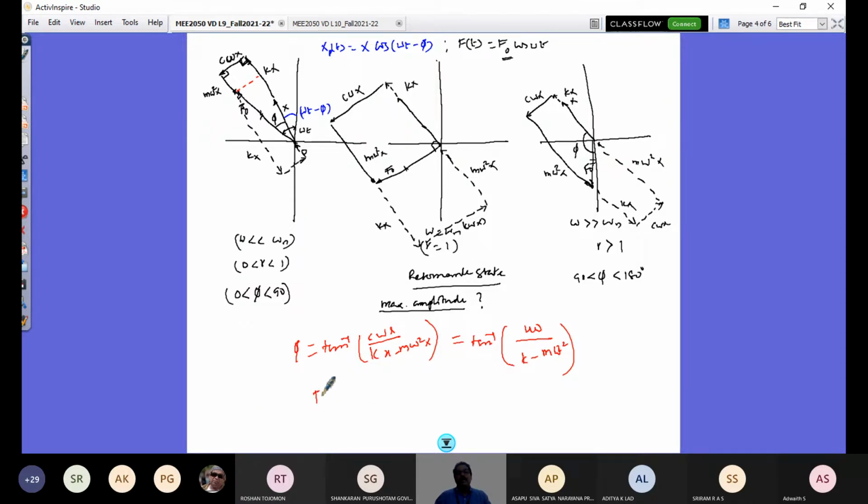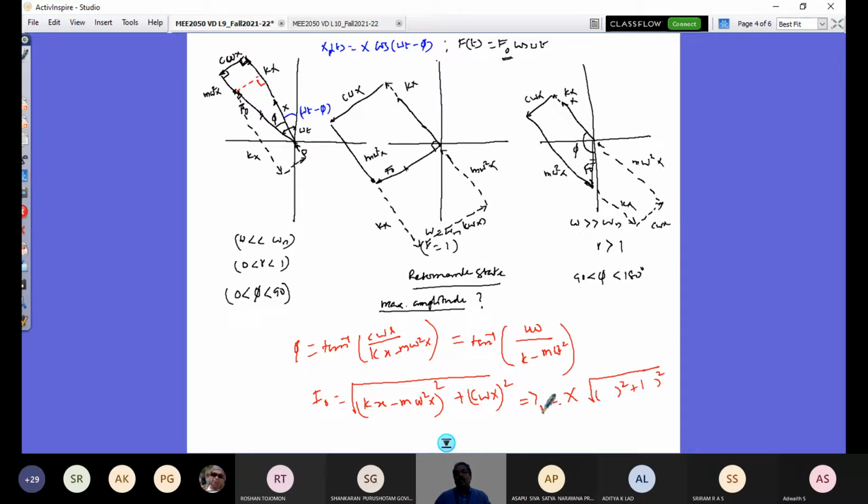And you know what the F naught magnitude is. F naught would be under root of kx minus m omega squared x, whole square, plus c omega x, whole square, by the Pythagoras theorem, because this is 90 degrees. You would be able to represent it from this only. Your x is taken out, and this is going to be under this radical.